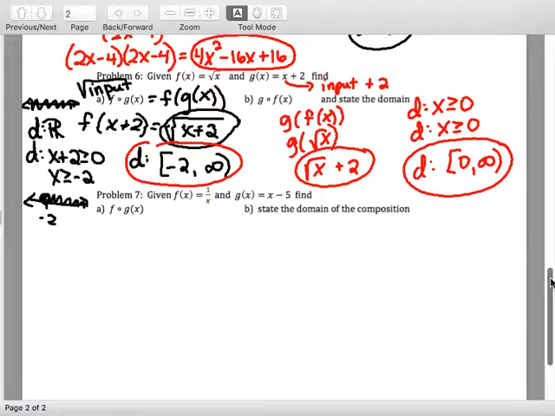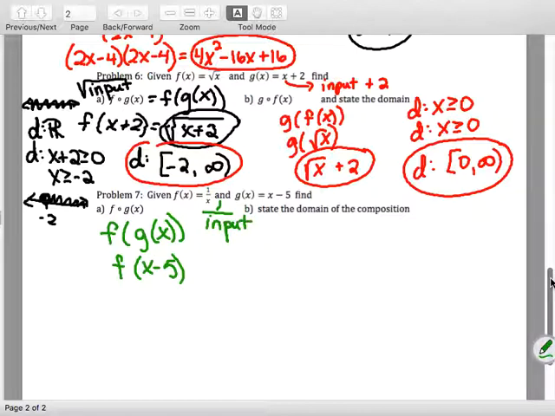I just wrote it on the board. So we're going to do f of g of x. G of x is x minus 5. F says 1 divided by your input. All right, hang tight real quick. So that's 1 over x minus 5.